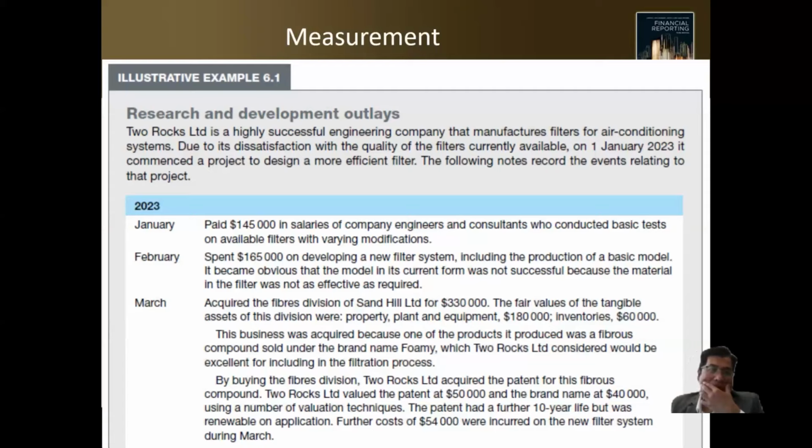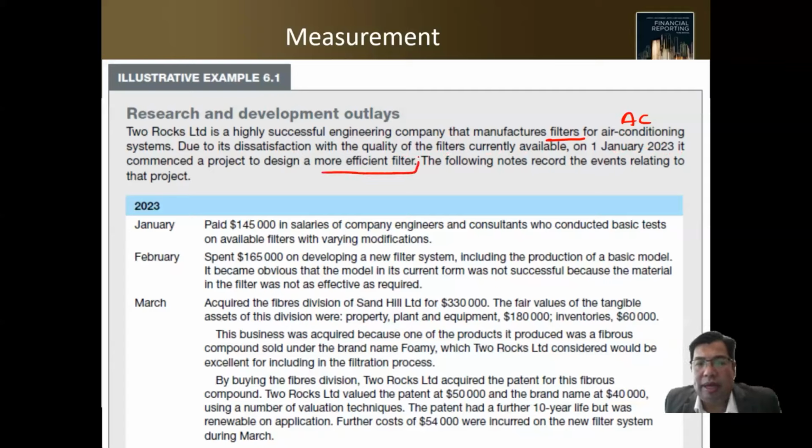Okay. Let us look at this example from our textbook. Two Rocks Limited is a highly successful engineering company that manufactures filters for your AC, for your air conditioning system. Yeah, this is your AC. Okay. Due to its dissatisfaction with the quality of filters currently available, on 1st January 2023, it commenced a project to design a more efficient filter.